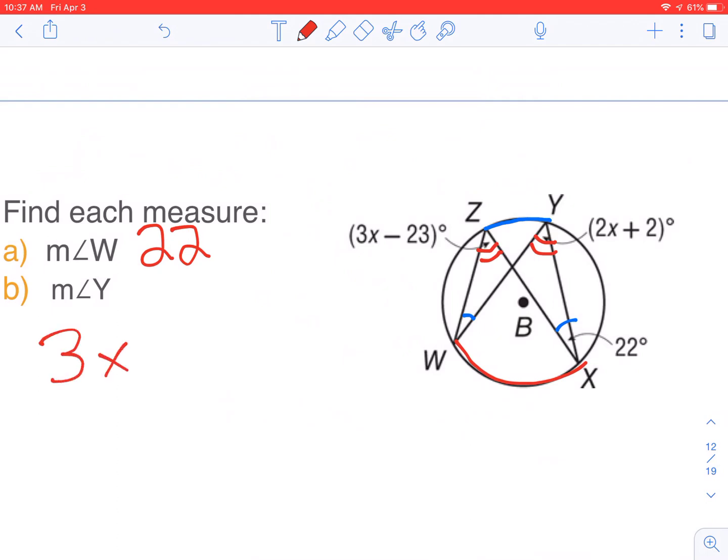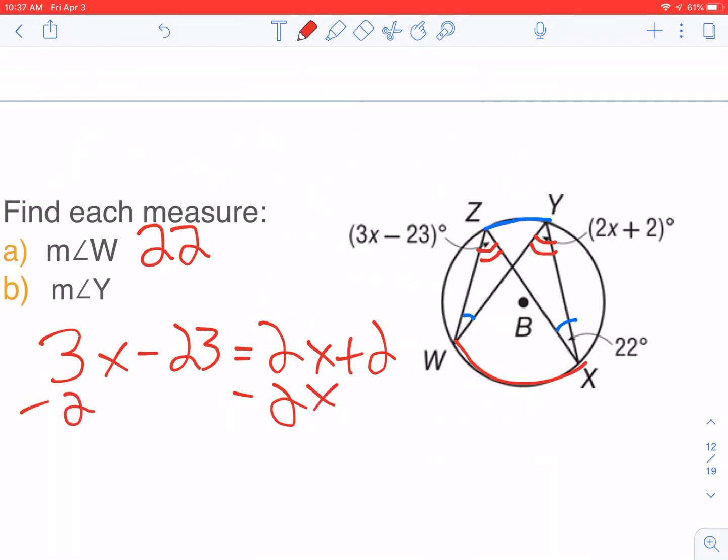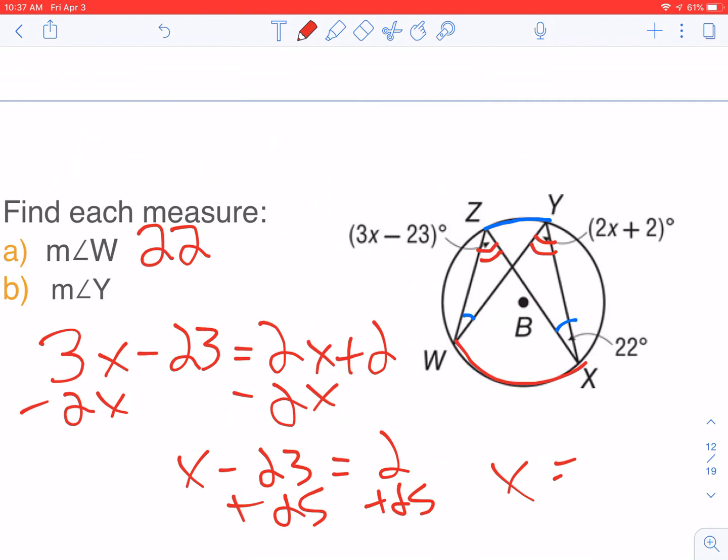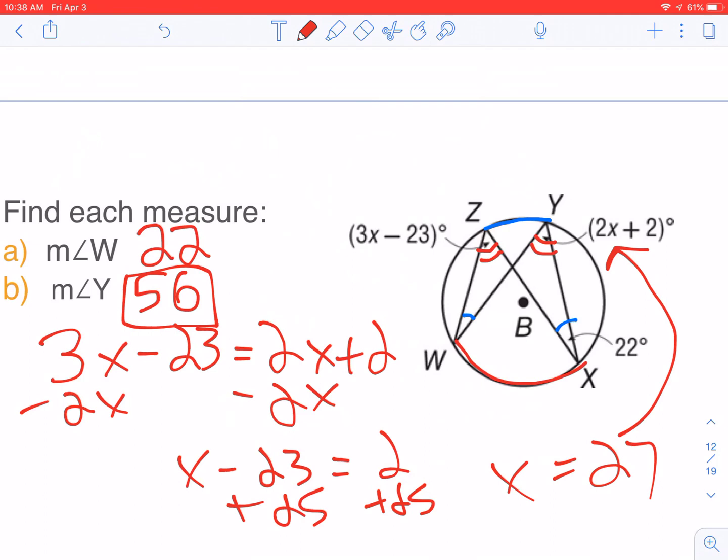Excuse me. Measure of angle Y. Well, 3x minus 23 is congruent to 2x plus 2. Subtract 2x. Subtract 2x. X minus 23 equals 2 plus 25. Plus 25. X equals 27. Remember, that's X. We want to find the measure of the angle. I'm going to plug it back in. This one's easier for me to do in my head, but you can use a calculator if you want. 2 times 27 is 54 plus 2. Y will equal 56. Those are my answers. All right, moving on.